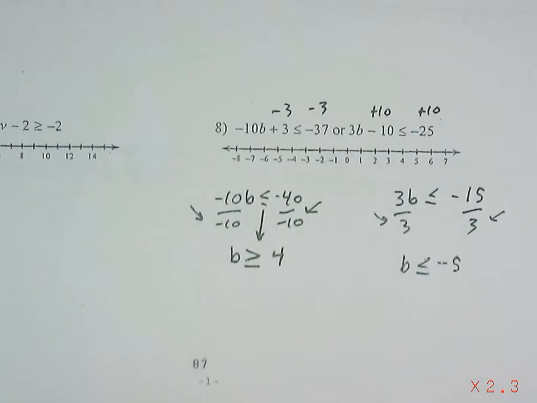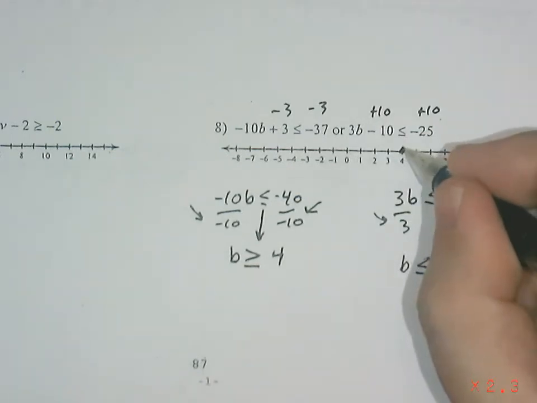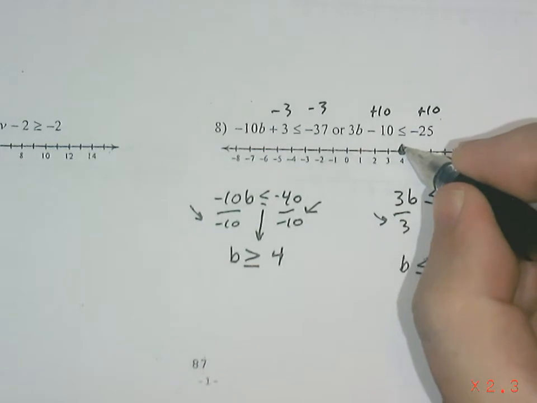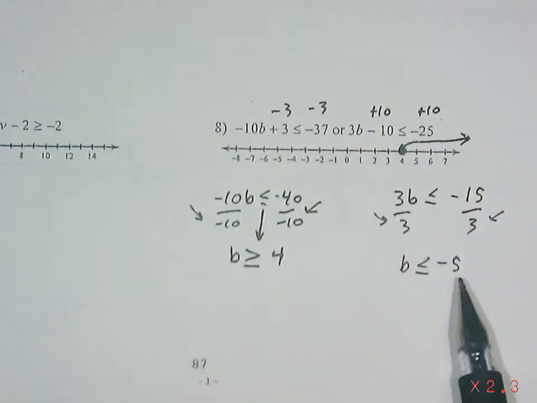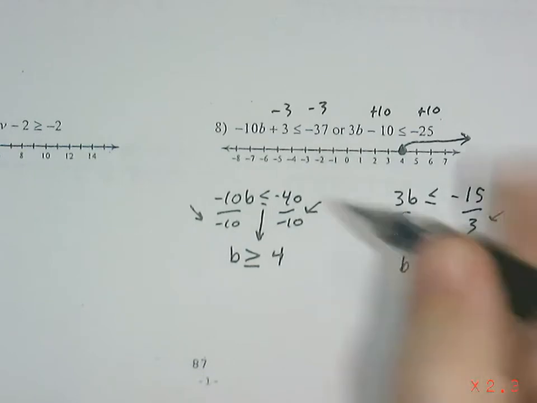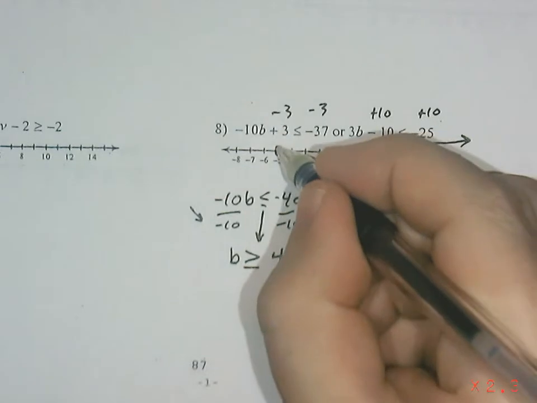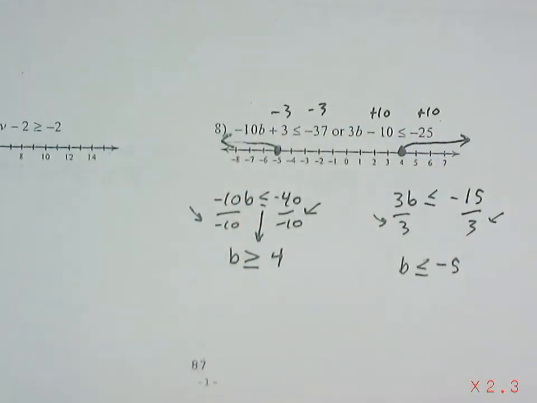Okay? So then when I graph these, b is greater than or equal to 4. So at 4, it's got that equal to, so it's going to be a closed circle. And it's eating my b, so that means it's all the numbers that are bigger than 4. So it's going that direction. And then at -5, it's eating the -5. So again, closed circle. Eating the -5 means it's less than -5, so it's going that direction, to the left. It's all those numbers that are left of it. Then I've got to do my interval notation.